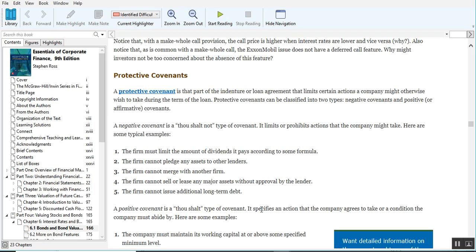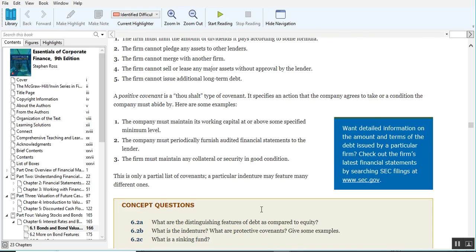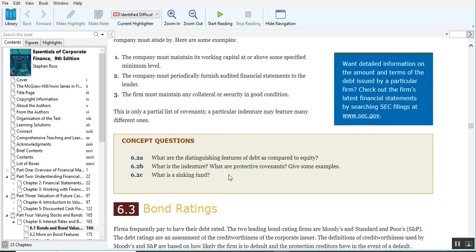debt. A positive type of covenant basically is instructions to the company issuing the debt saying that they must maintain certain conditions. So in this case, they must maintain working capital at above some minimum level, and they must periodically furnish audited financial statements to the lender. This is very typical, mainly because the lender wants to make sure that the company is still solvent and that they are what in accounting is considered a going concern. They must maintain any collateral or security in good condition. They must take care of it.